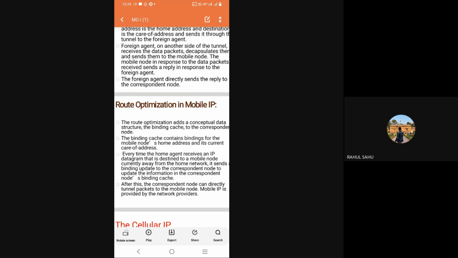Mobile IP enables us to continue our communication while we are traveling, even in high speed vehicles. So there is no drop of communication. We should not stop our communication; it will be continued. This is the function of mobile IP.